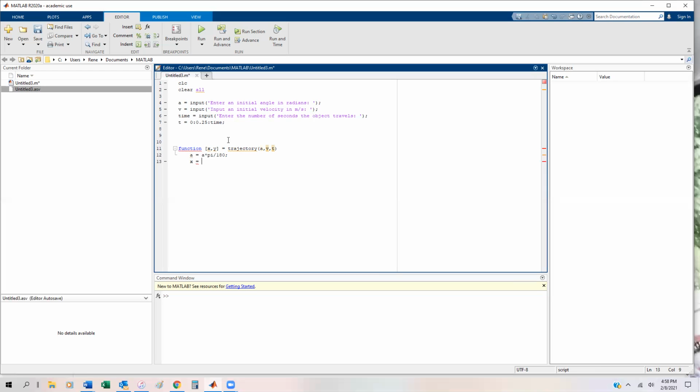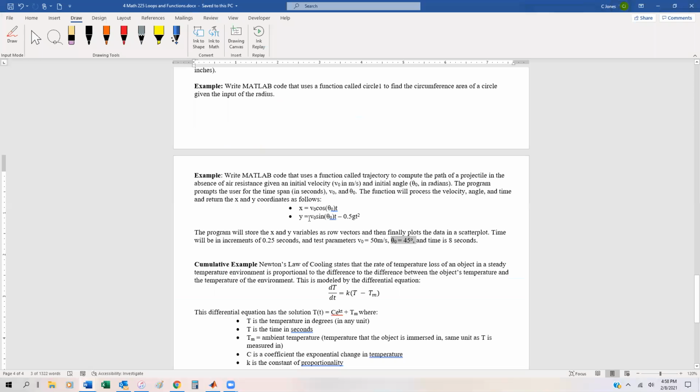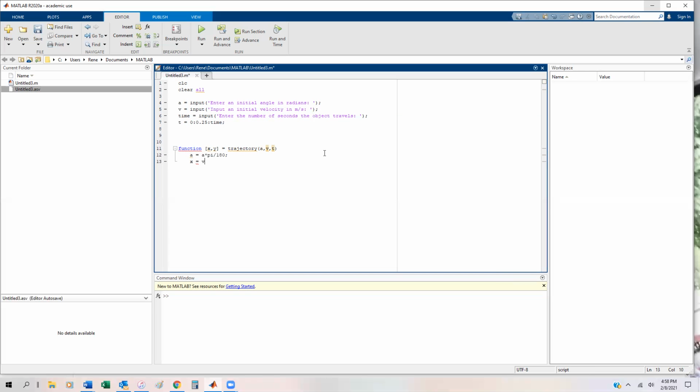So x is going to be equal to, and we have our formula, v sub naught cos theta t. All right, so that's easy. That's going to be v times the cosine of the angle dot times vector t. Right, so now we have a row vector x.